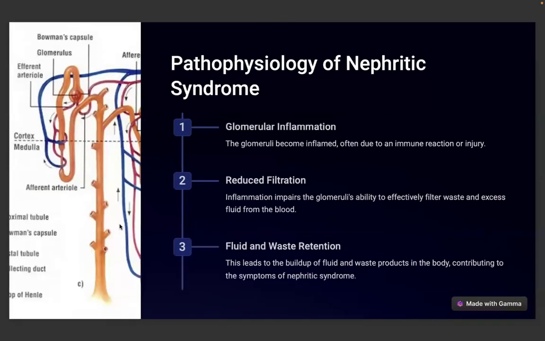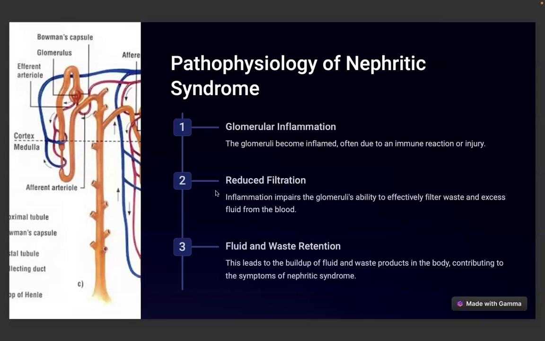So what exactly happens, or what's the pathophysiology of the nephritic syndrome? What happens is an inflammation in the glomerulus. The glomeruli become inflamed, and this often happens due to an autoimmune disease. Listen, the majority of the kidney pathology is due to autoimmunity or immune disease and immune complex deposition.